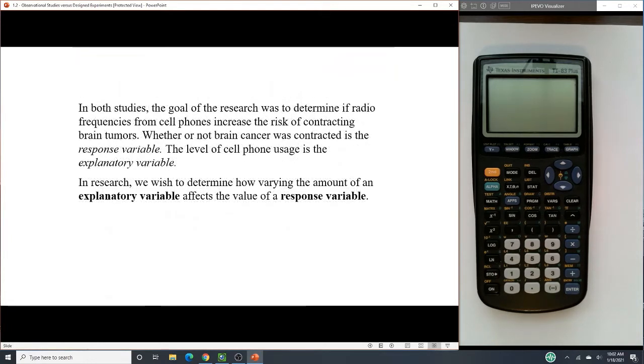So both studies, even though one didn't have as much involved and the other had a ton of things involved, were there to determine if radio frequencies from cell phones increase the risk of contracting brain tumors. Whether or not we got a brain tumor or brain cancer was the response variable. The level of cell phone usage was the explanatory variable. Those are important to be able to pick out. In research, we wish to determine how varying the amounts of the explanatory variable affects the value of the response variable.